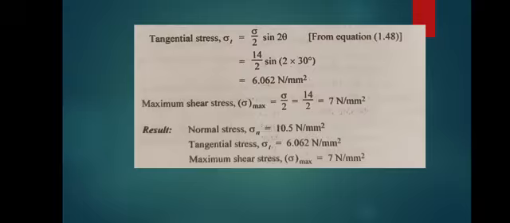Then they asked to find out the maximum shear stress. The formula for maximum shear stress is sigma by 2. The value for sigma we already found out as 14. Substitute it. 14 by 2 is equal to 7.